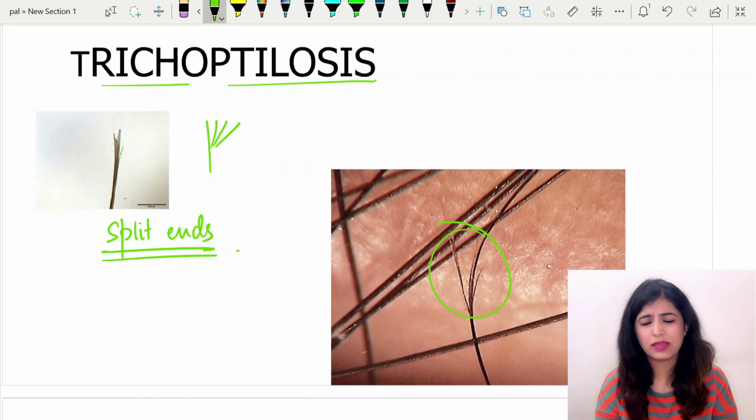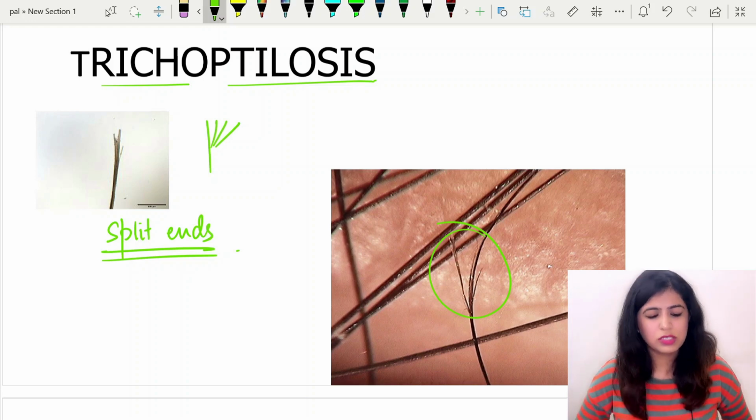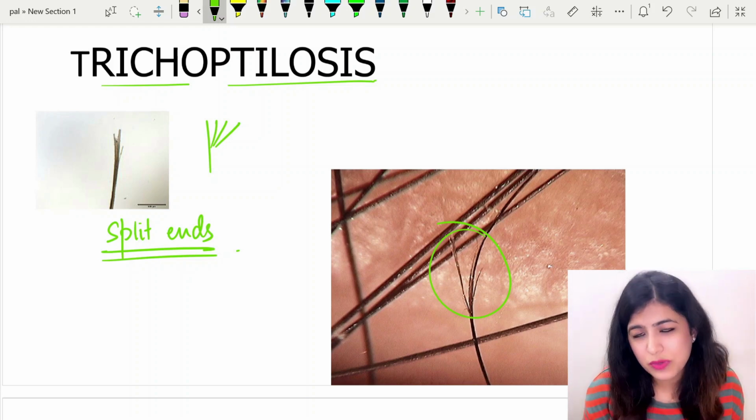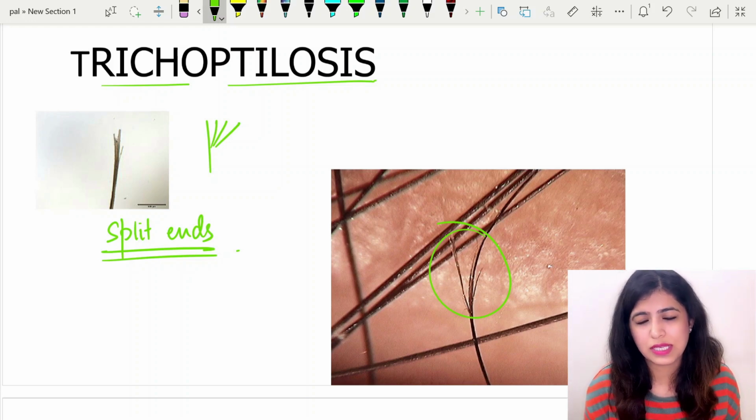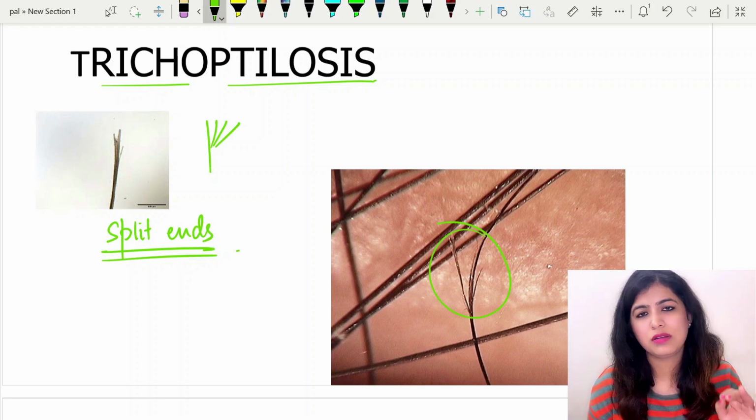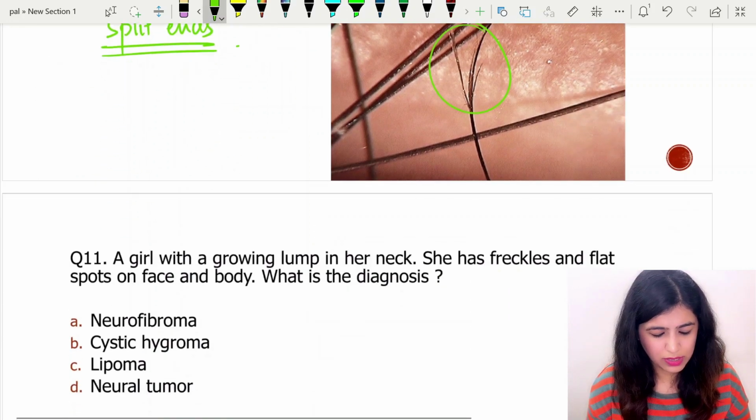Happens due to dryness, again physical and chemical traumas, etc. So these are the different options. I hope you know the answer, that is trichorrhexis invaginata, and you also know what the other options look like.